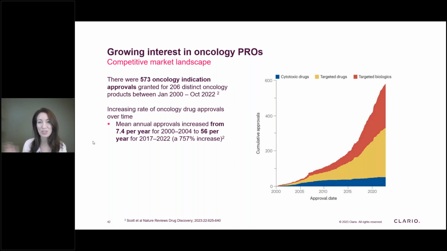So that's over a 700% increase in oncology drug approvals. So when you think of all of the options that patients have, it's important to have your drug differentiate from those and stand out. And patient-reported outcomes are one way to be able to do that.